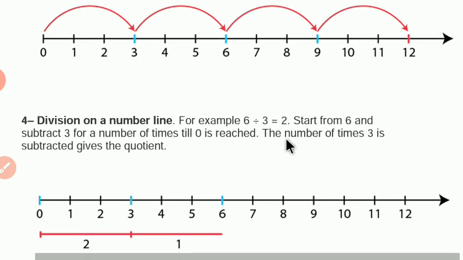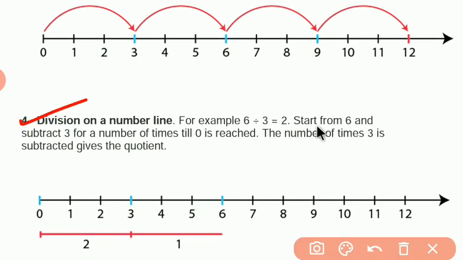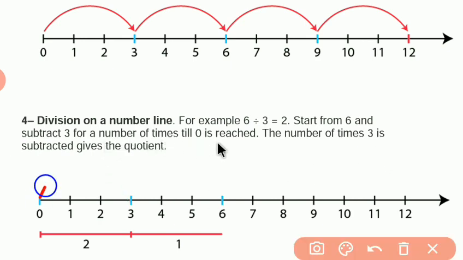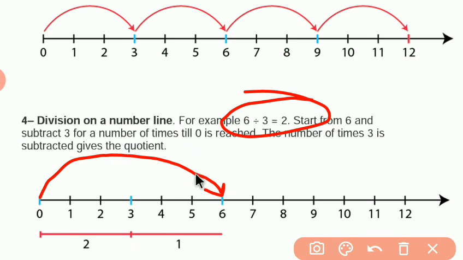If we divide, which answer will we get? 2. So start from 6. We always see the first number. The first number given is 6. So we will move from 0 to 6 and subtract 3 a number of times till 0 is reached. Then the number of times 3 is subtracted gives the answer. What do we have to do here? We have to start from 6, and then we have to subtract 3, because we have to divide 6 by 3. So how many times do we have to subtract till we get 0?